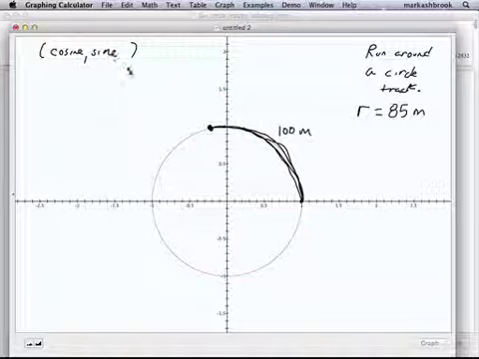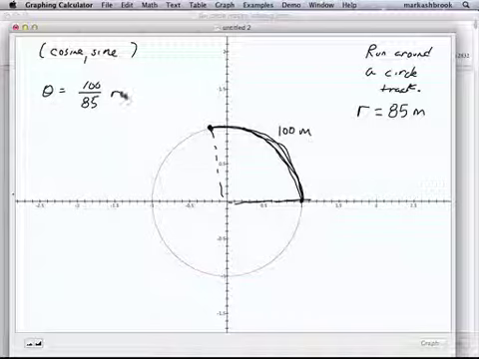In order to use cosine and sine, what do we need? Angle is the input. Okay, so I ran 100 meters. What angle did I run through? 100 divided by 85. Right, so the angle is going to be 100, and we're just going to leave it as 100 over 85. Just leave it that way, because we know radians is number of radius lengths.